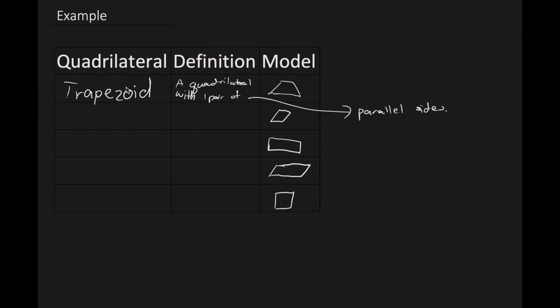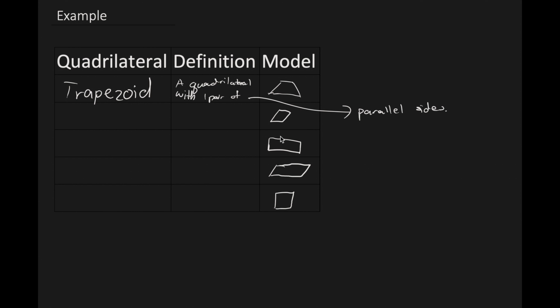So basically, here is a complete chart of a trapezoid. Its name is a trapezoid. Its definition is a quadrilateral with one pair of parallel sides. And then this is the shape. This is an example of how it would look.